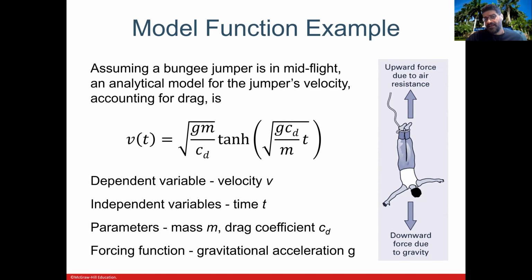So if we try to identify what is the independent and what is the dependent variable, definitely the velocity is the dependent variable because it depends on all of these factors. The independent variable is the time in this case. And it also depends on the parameters, which are the mass and the drag coefficient. So it depends on the shape, or aerodynamic shape, of the jumper, and also the mass. I mean, how much weight he has.